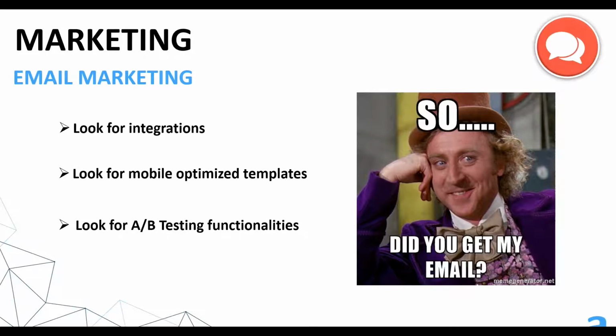The last one is look for A/B testing functionalities. So A/B testing is when you want to compare the same email with different elements to see what works and doesn't work. So you would send an email, half your list would get one subject line, half your list would get another subject line, and then you'd see what works better. Look for that in your systems because it's good to know what works and what doesn't work.